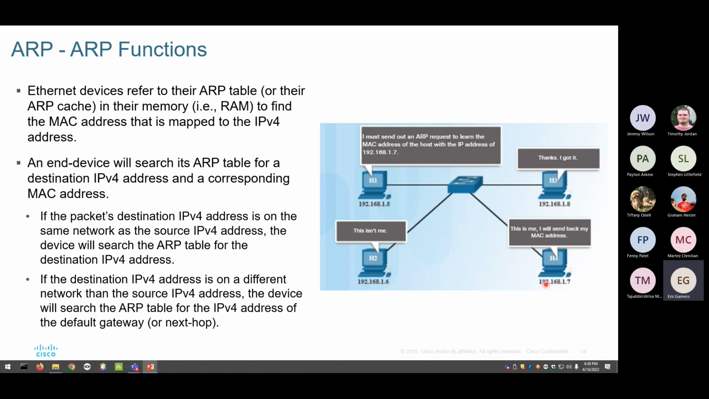And what you need to know, an ARP reply is a unicast, it's not a broadcast. So the ARP request will be a broadcast, but the ARP reply will be a unicast. And the ARP reply will send to H1 the MAC address associated with 192.168.1.7.